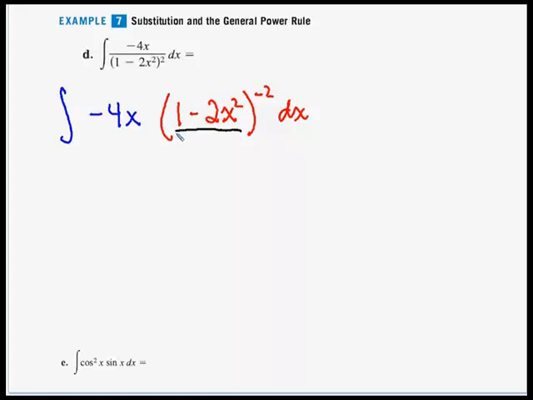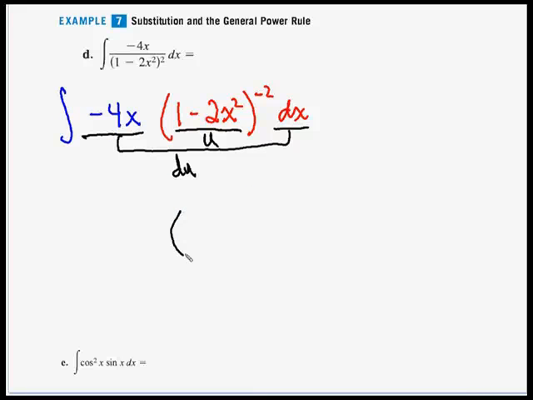That 1 would derive away. And then we're going to have negative 4x to the first. Ooh, and look at that. There's our negative 4x to the first dx. So there is our du, and our inner function in the parentheses is u. So when we take the antiderivative, the du is consumed in the process.